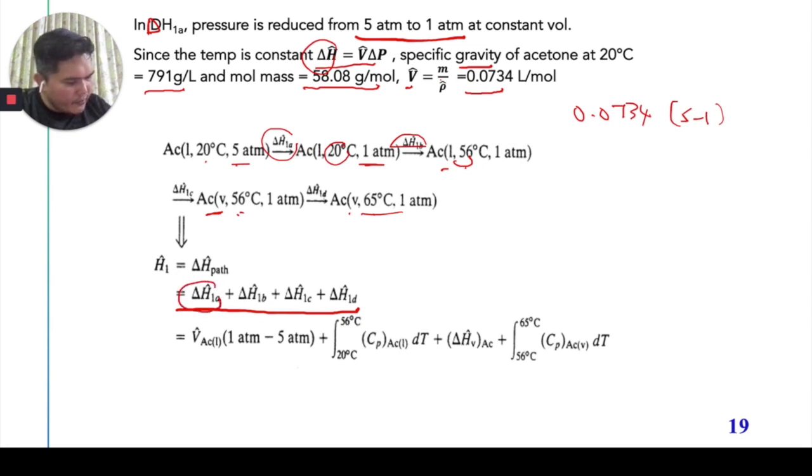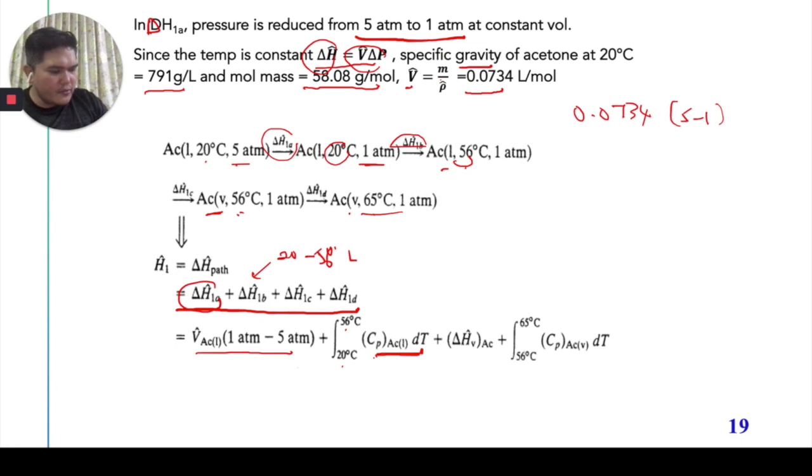Delta H1A, you know that it is equivalent to V delta P. So this is where you put V delta P. And then plus the integral of CP dT from 20 degrees to 56 degrees, because there is a change of enthalpy in terms of temperature from 20 to 56 degrees Celsius. Why do we stop at 56, not straight away at 65? Because from 56 to 65 there is already a change of phase, so we need to split it out.